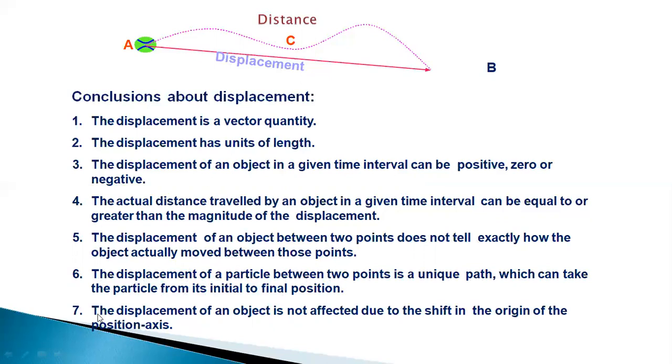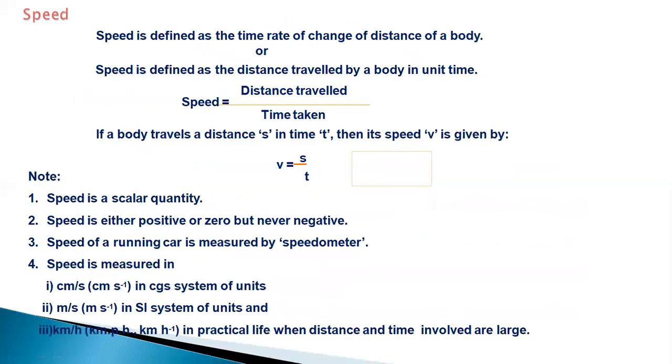Here, last one, the displacement of an object is not affected due to shift in the origin of the position axis. So if you shift the origin of the position axis, the displacement is not going to change. Leave the 7 point, it is not there in the syllabus. Okay, leave. Next one is speed.